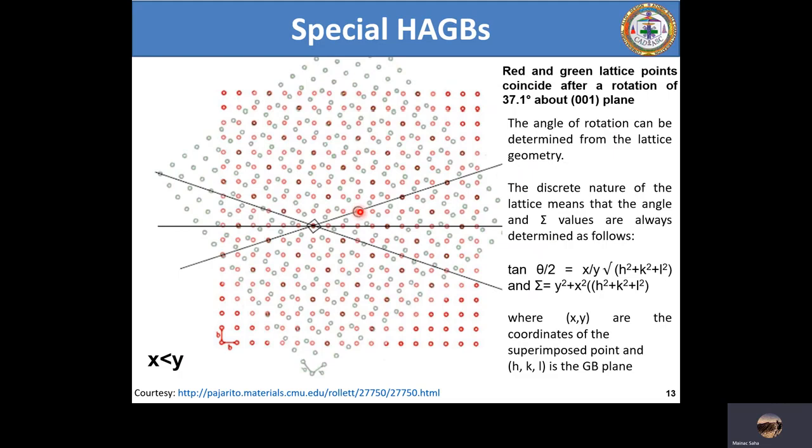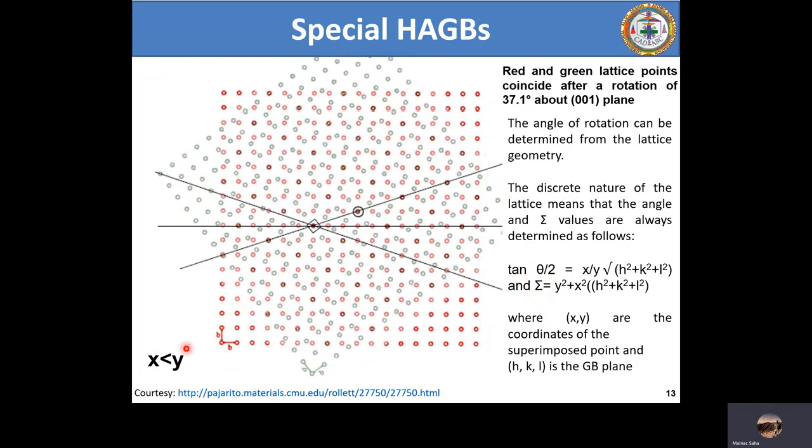So this is the superimposed point, isn't it? So we have to know this x and y coordinate. We have to always know. And in general, what happens in the case of a CSL boundary is that x is obviously much lesser than y. Y is the vertical distance, and x is the horizontal distance, isn't it? So x is always lesser than y. In general, this is the case for the sigma boundary.